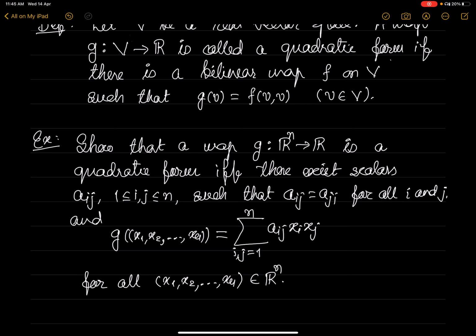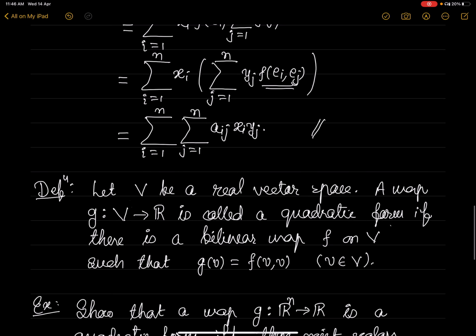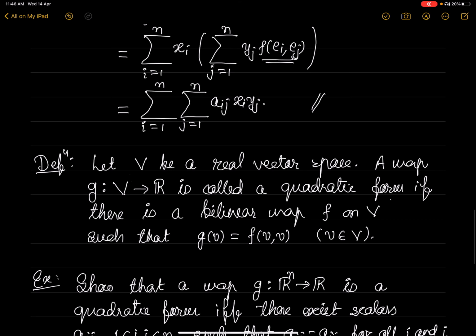Right, again I tell you how you will be able to prove it. Just use this theorem and use this definition, because the definition itself says that a map G from V to R is a quadratic form if and only if there exists a bilinear map f so that G of v is f of v, v, and already we have identified what all the bilinear maps on Rn are. Right.